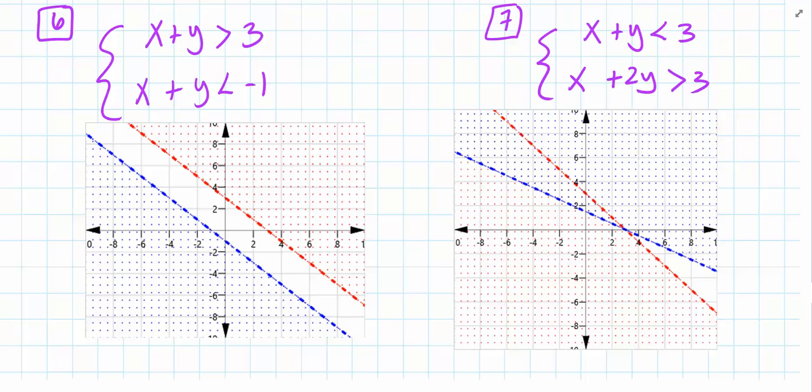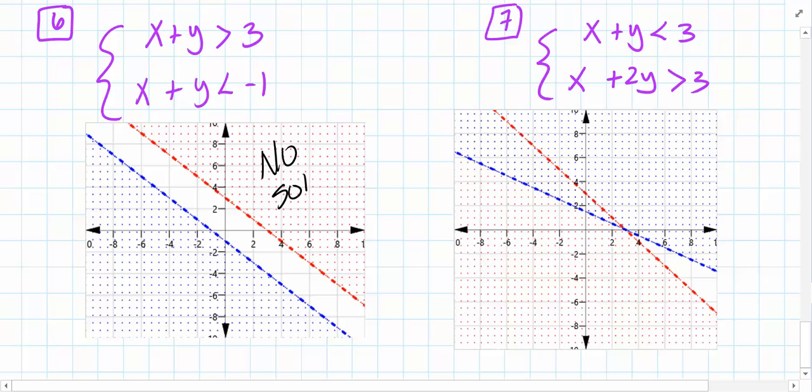We have points above the red line and points below the blue line, but we have no shared or common points. So in this case, there would be no solution for this one. That's what it would look like if there was no solution to a system of inequalities. Okay, what about the one on the right, though?